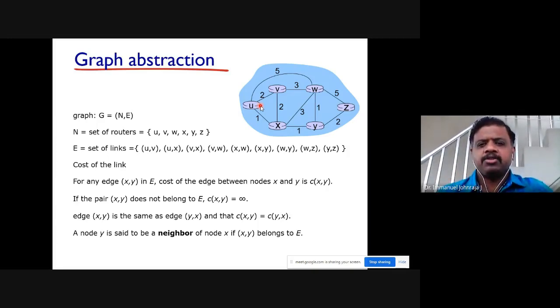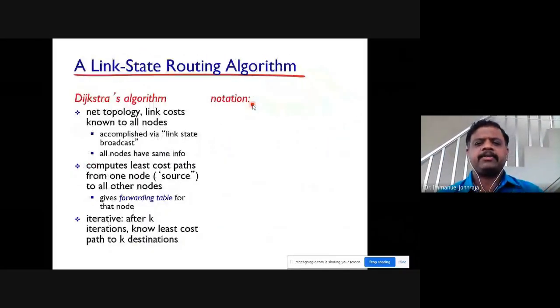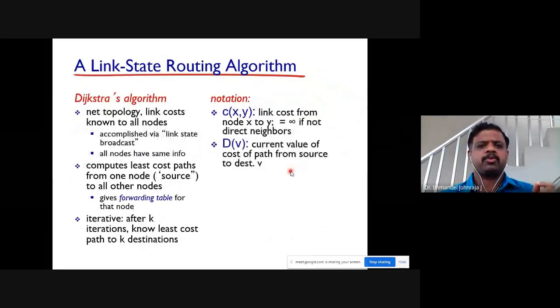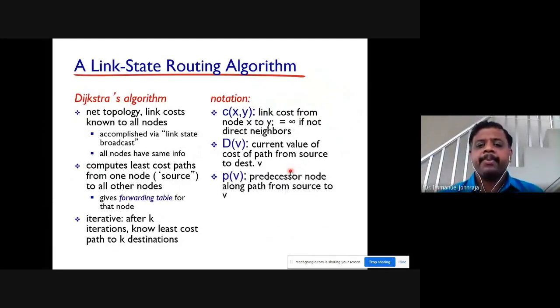Assume that the path between U and W is the shortest path. I'm just assuming that this shortest path may be true. Now the D of W is 3. Hope you understand. D of W is 3 for U. That is what capital D is, as we have seen here: the current value of the cost of the path from the source to the specific node V. Then PV. PV is the predecessor node along the path.